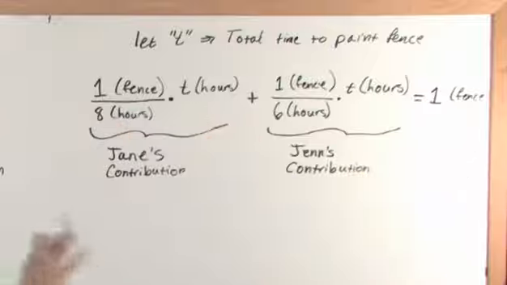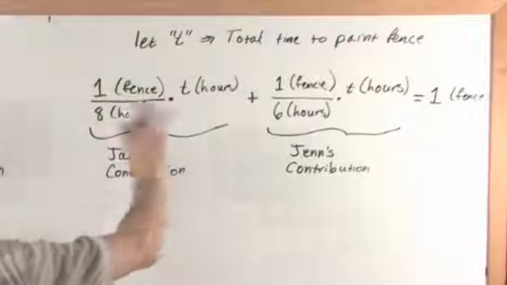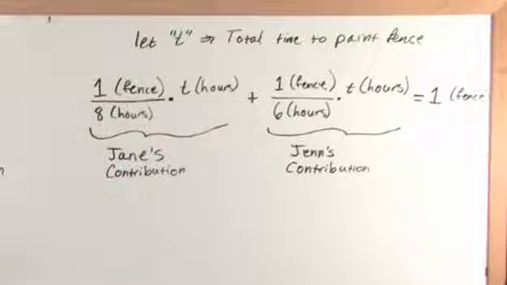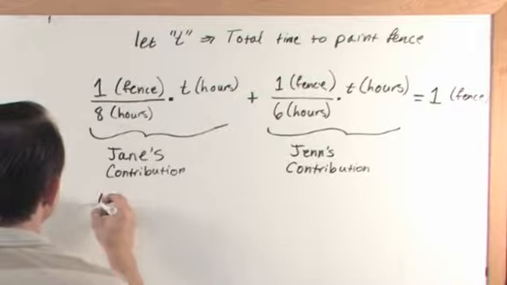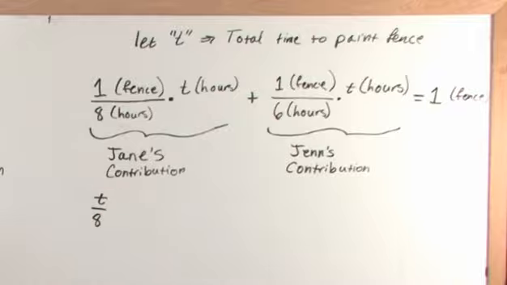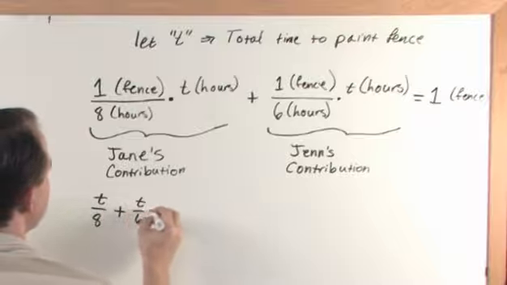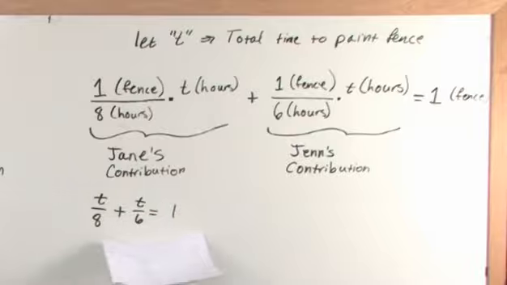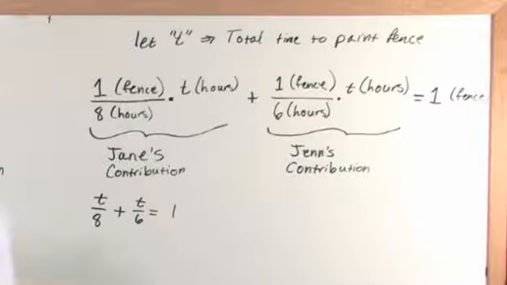Now, once we understand that, the actual math is not very hard because I'm going to drop the units now. I just wrote the units to show you what we were doing, but I can drop them now. 1/8 times t is simply t over 8. 1/6 times t is t over 6, equals 1. So you see the math is super easy. But if I had started this problem just telling you to write down t over 8 plus t over 6, you'd be like, where did all that come from? That's why we had to do this, to show you where it came from.